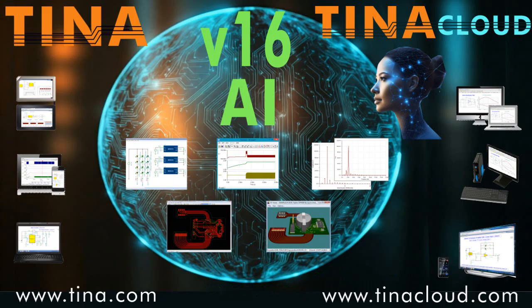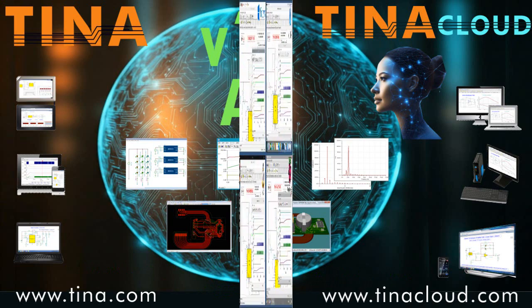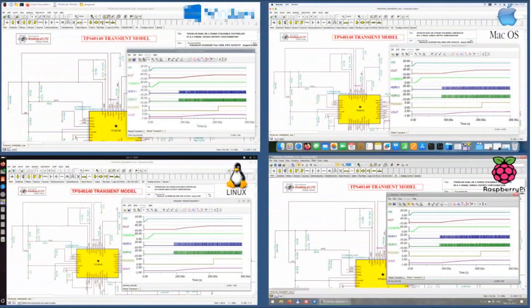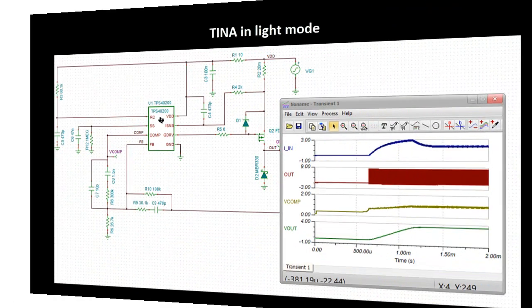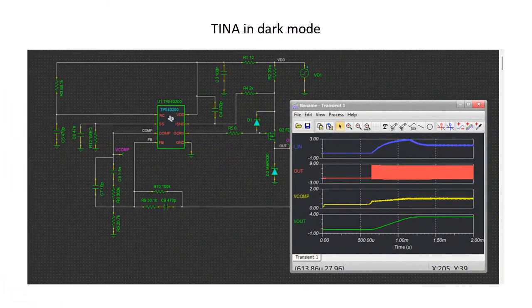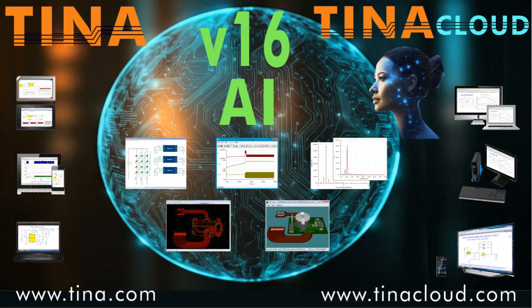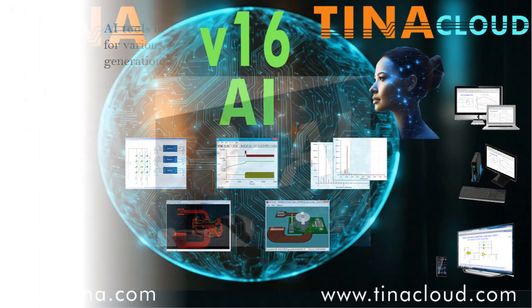TINA can be downloaded and installed on your computer, and from TINA v16 is available for Windows, Apple macOS, and major Linux distributions, including Ubuntu, Mint, SUSE, and even Raspberry Pi OS. Enjoy a consistent, powerful experience whether you're in the lab, at your desk, or on the go. Now TINA is also available in light and dark mode. The online TINACloud is running in your browser without any installation and anywhere in the world where internet is available.